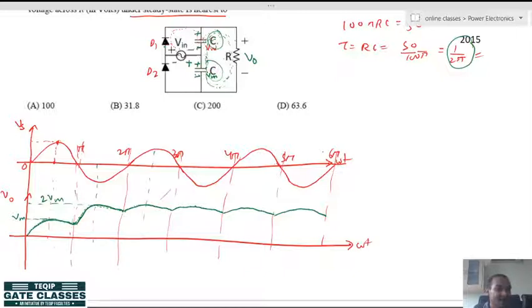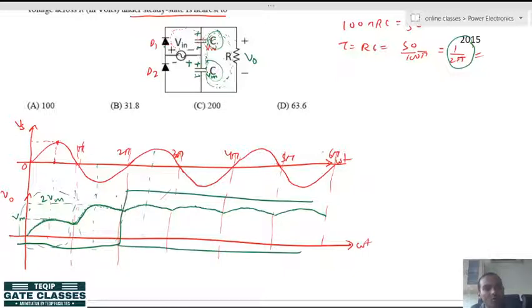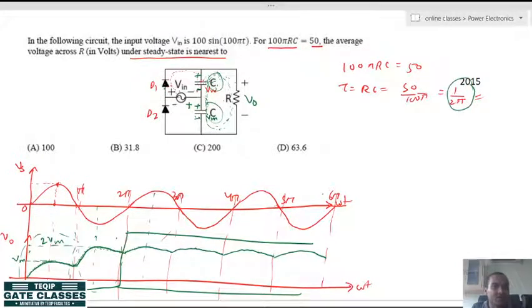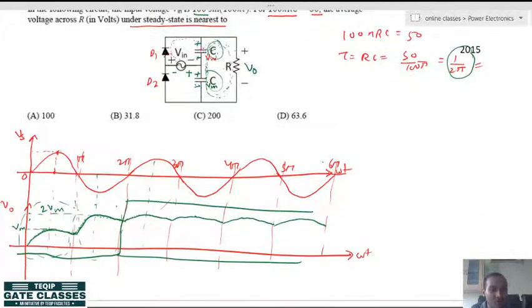This half cycle you will never get again. This half cycle you will never get again. So, if you talk about infinite cycles, we can neglect this first cycle. So, what is the average output voltage? You can see here it is almost constant. So, if it is almost constant, what is the peak value here? 100, and it is equal to 2 Vm.